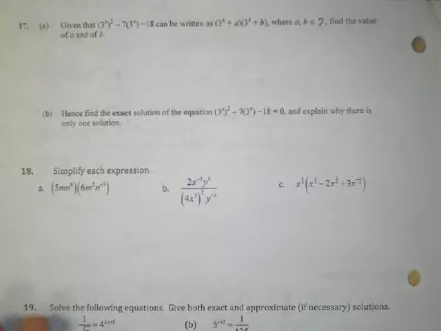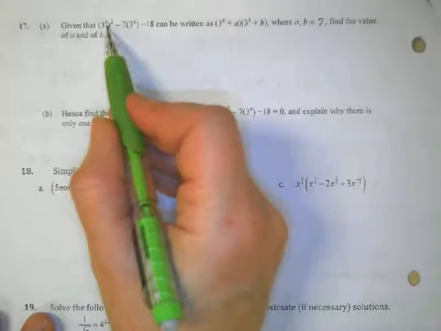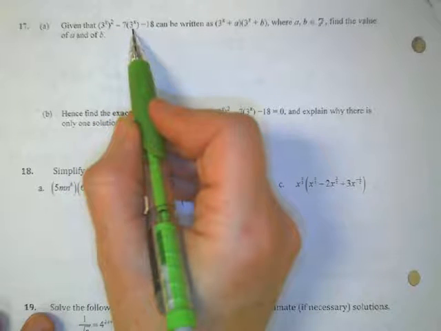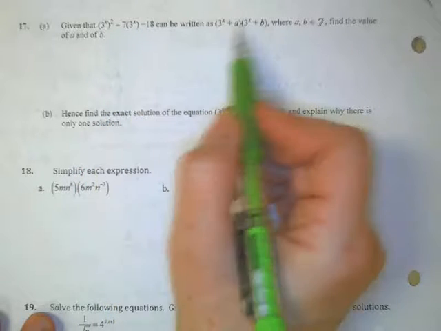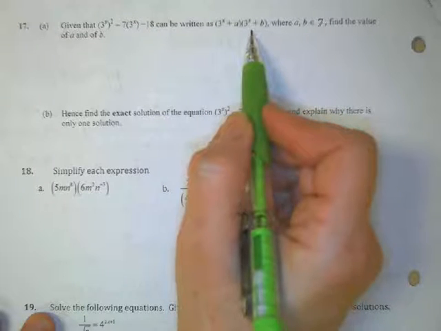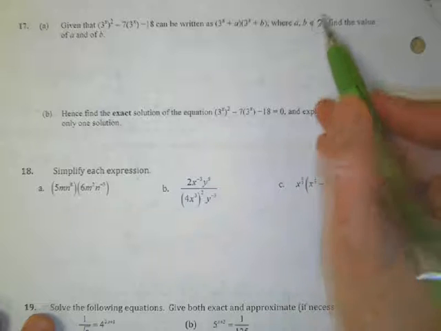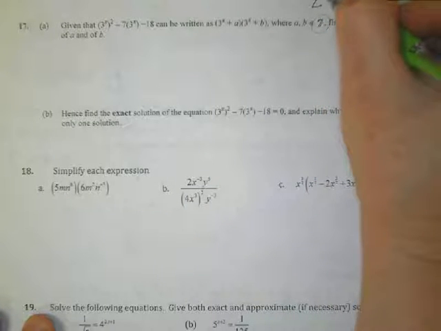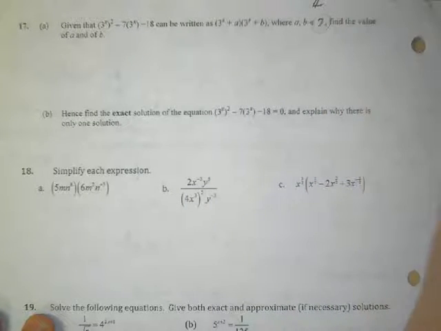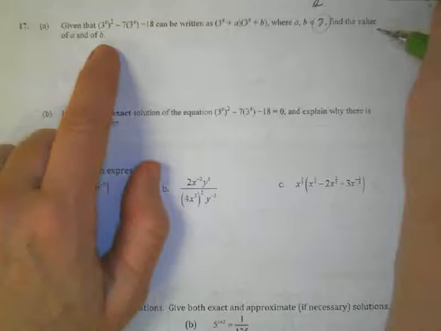Right, so given that 3 to the x squared minus 7 times 3 to the x minus 18 can be written as this. Okay, so that's factorizing. It can be factorized where a and b are integers. This means integers. It's kind of hard to read that. It's the letter Z. That means integers. So in other words, whole number is either positive or negative. Find the value of a and b. So we're talking about factorizing this.